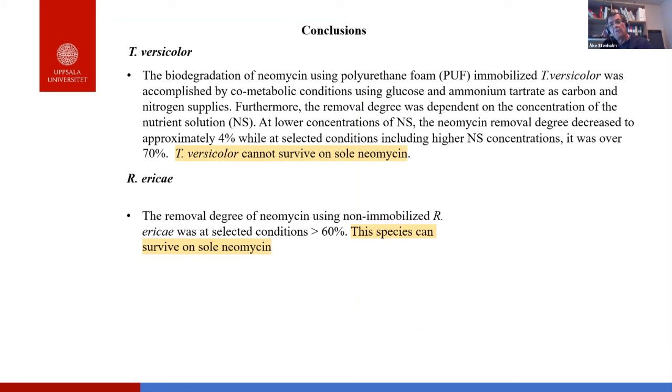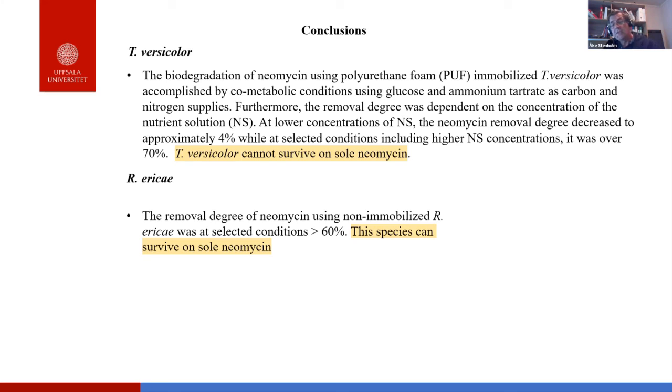And when I come to the conclusions here, the biodegradation of neomycin by Trametes versicolor immobilized using polyurethane foam is accomplished by co-metabolic conditions where I use the external nutrients. Furthermore, the removal degree was dependent on the concentration level of these nutrient solutions. And one major conclusion is that this fungus cannot survive on sole neomycin. On the contrary, the mycorrhizal fungus Rhizopus erica can survive on sole neomycin.